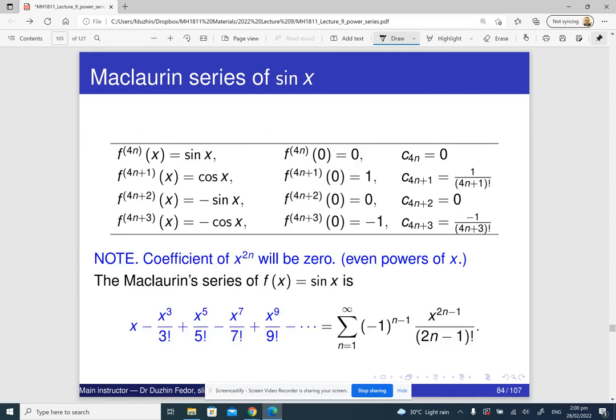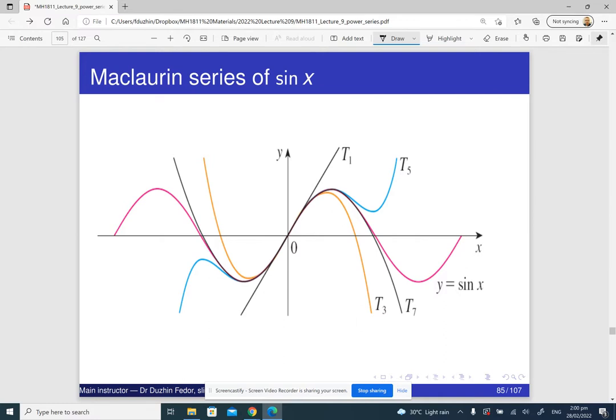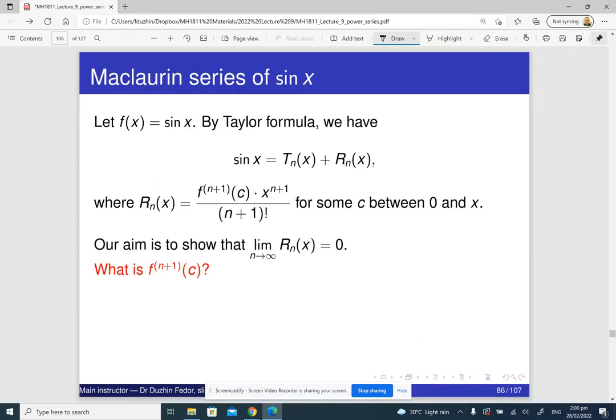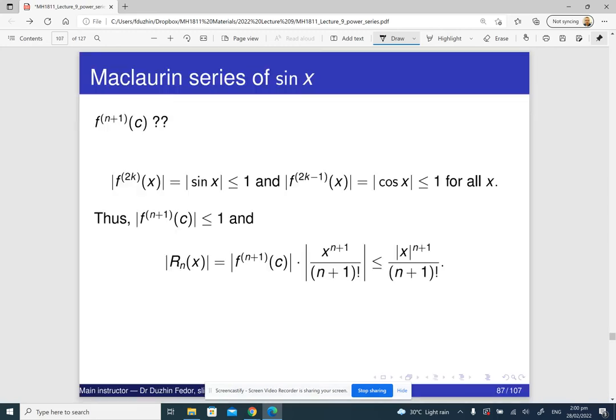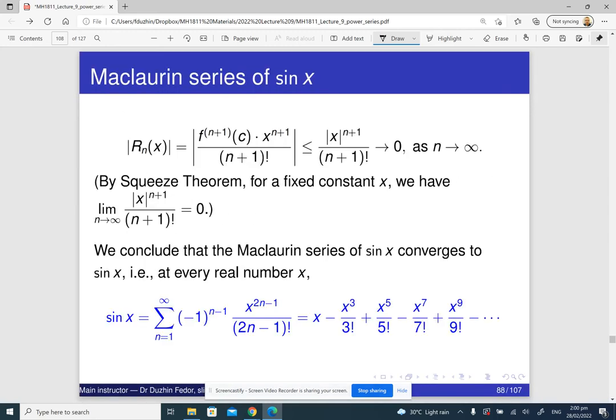Here is the same thing written nicely with some pictures. These are consecutive approximations, the Taylor polynomials of sine x. Somehow it's very long here. So now it's done, and this is the answer.